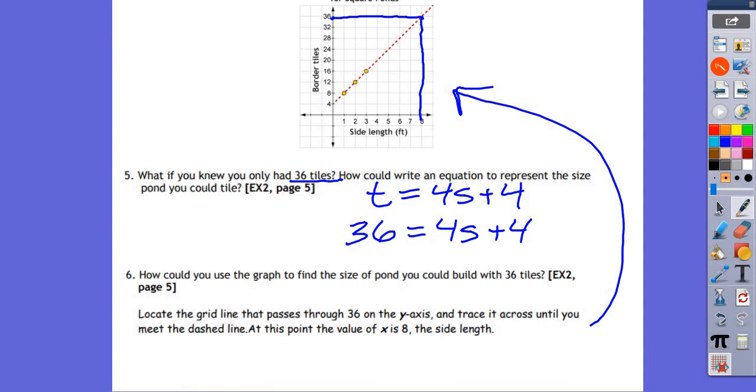So it's solving it? Because I have someone asking a question. If you did 36 equals 4 times s plus 4. Yeah, we haven't gotten there in math yet, though.